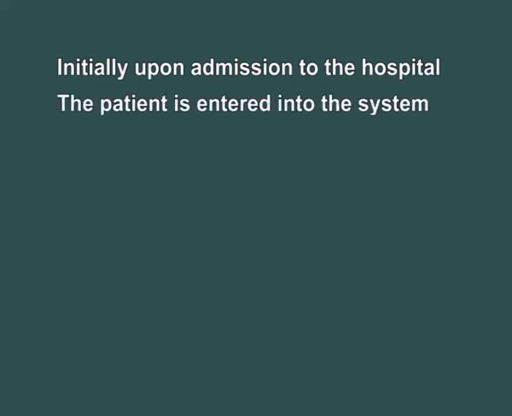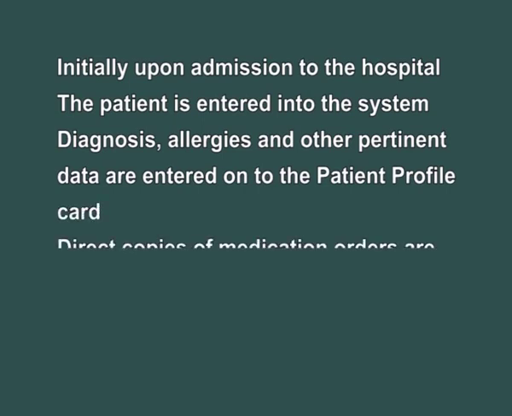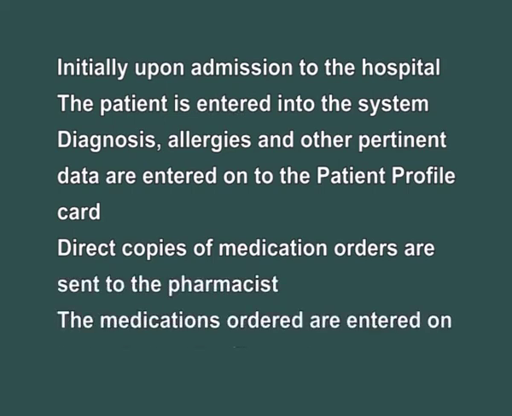Although each hospital introduces variations, the following is a step-by-step outline of the procedure entailed in a decentralized unit dose system. Initially, upon admission to the hospital, the patient is entered into the system. Diagnosis, allergies and other pertinent data are entered onto the patient profile card. Direct copies of medication orders are sent to the pharmacist. The medications ordered are entered onto the patient profile card.